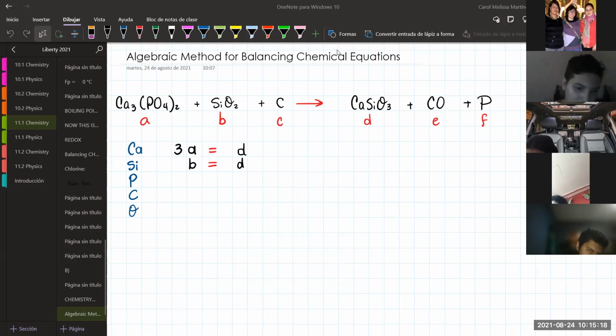Now, phosphorus. How many phosphorus do I have located in the reactants? Two. Where do I find this phosphorus? In A, B, or C? In A. 2A. I don't have any other phosphorus in the reactants, so I write the equal symbol. And how many phosphorus, and where, do I have in the products? We have one in F. One located in the position F, and one can be invisible, so you can totally ignore it over there.